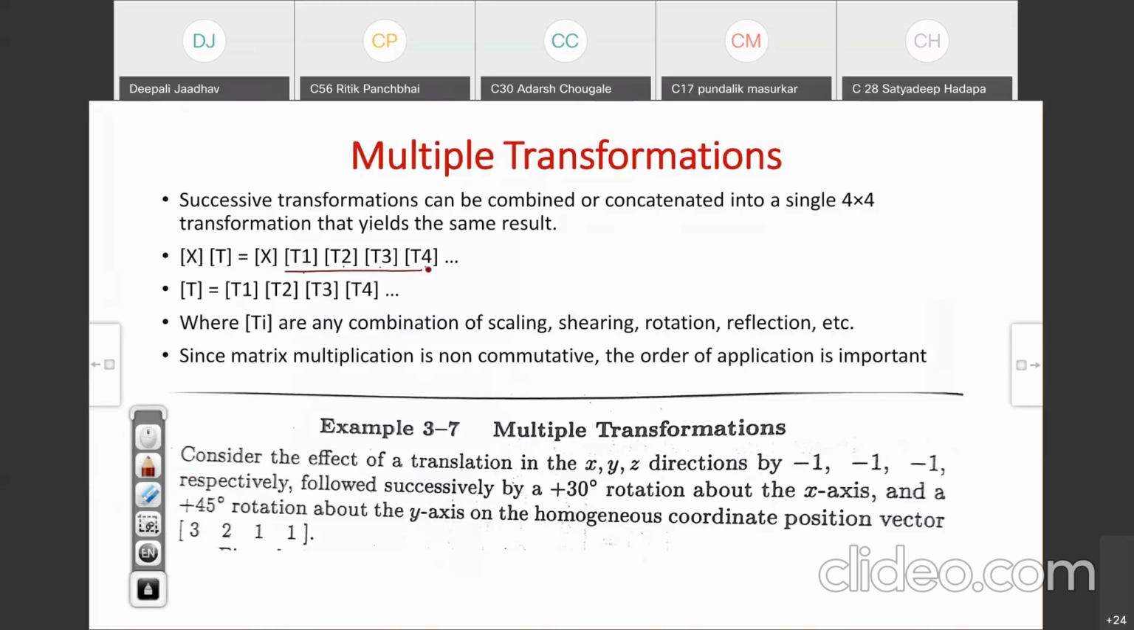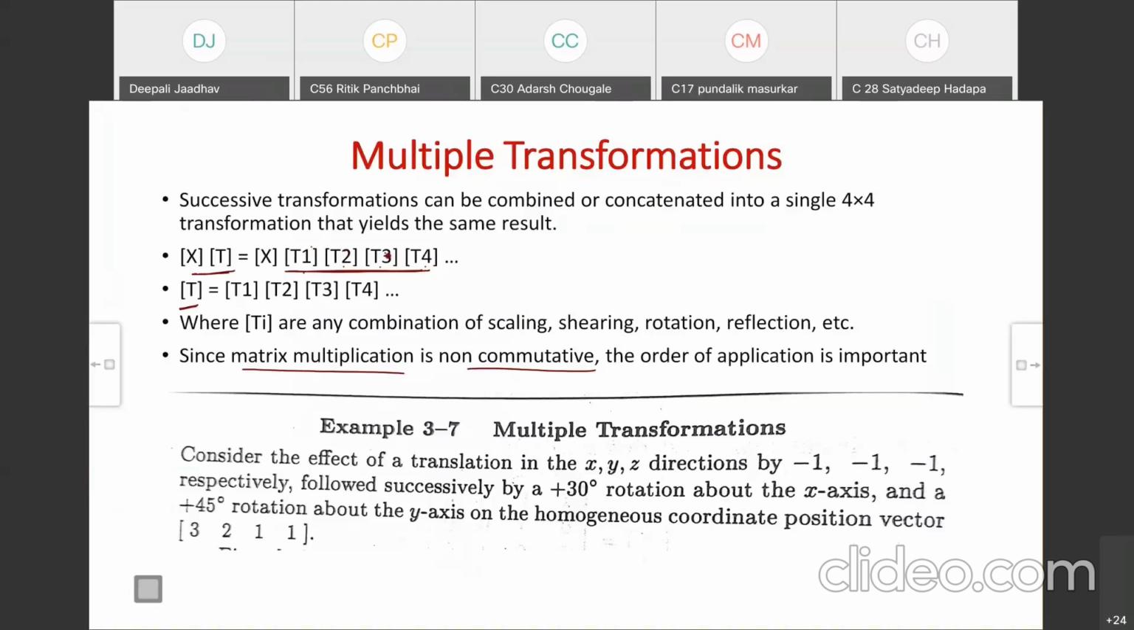So multiple, successive transformations can be combined or concatenated. We can concatenate all these transformation matrices together as a T. First, perform the multiplication of all these transformation matrices and then multiply it with the original object position vector x, and then we will get the result. But as we know, matrix multiplication is non-commutative, so the order of application is important. We cannot change the order of T1, T2, T3, T4.